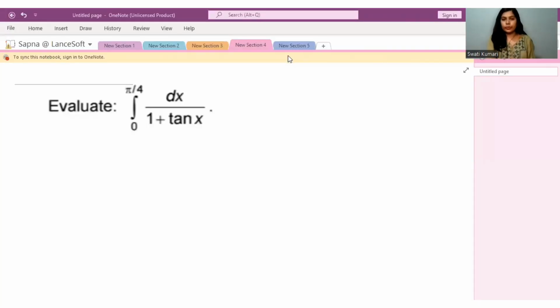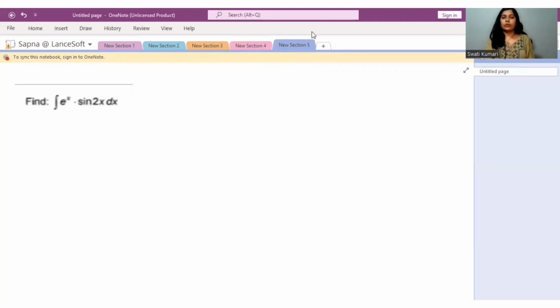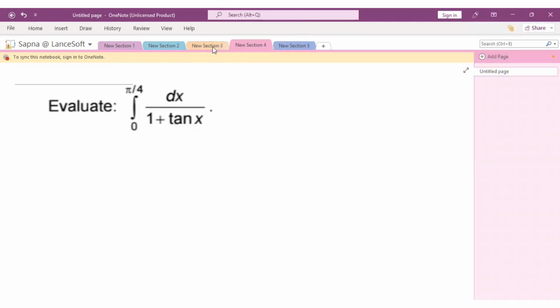Yes, this is the first question that we are going to solve, which is evaluate integration from 0 to pi by 4. Yes, this is the second one. This is the second question that we are going to solve. So let us solve the first one.